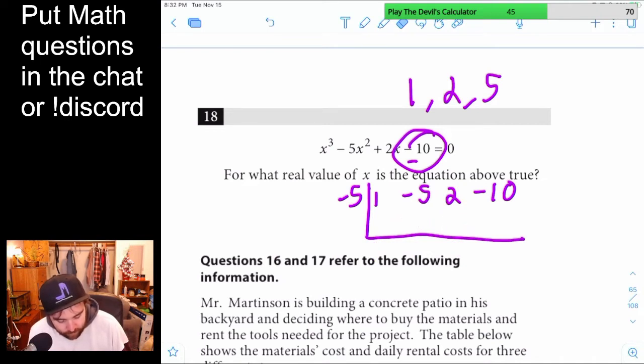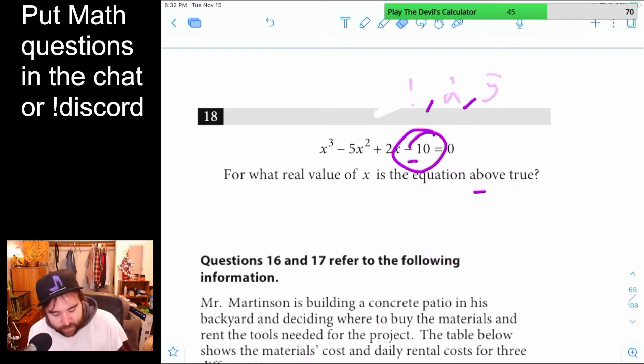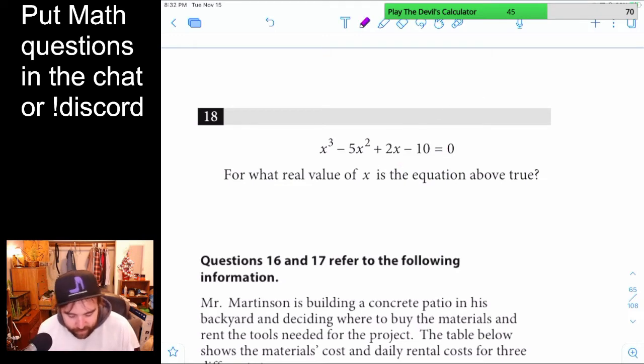So what is going to work then? I really thought that one would work. Why didn't that work? 1, -5, -10, 50, 52. All right, well, maybe synthetic division's not the way then. So what is the other way?